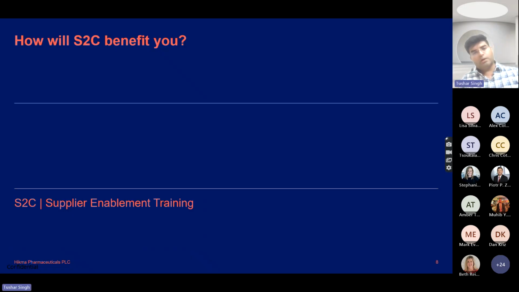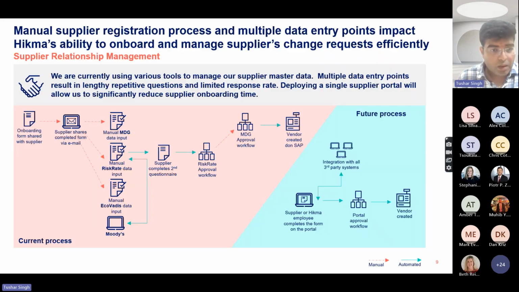Okay, so let's talk about how S2C will benefit you. This is a high-level comparison between the current process and how the future process will look. This is more on the supplier registration. Earlier, there were multiple data entry points. First of all, internally, we had to create a supplier in our tool MDG, and there was a risk rate, where we used to assess the supplier from a risk management perspective.